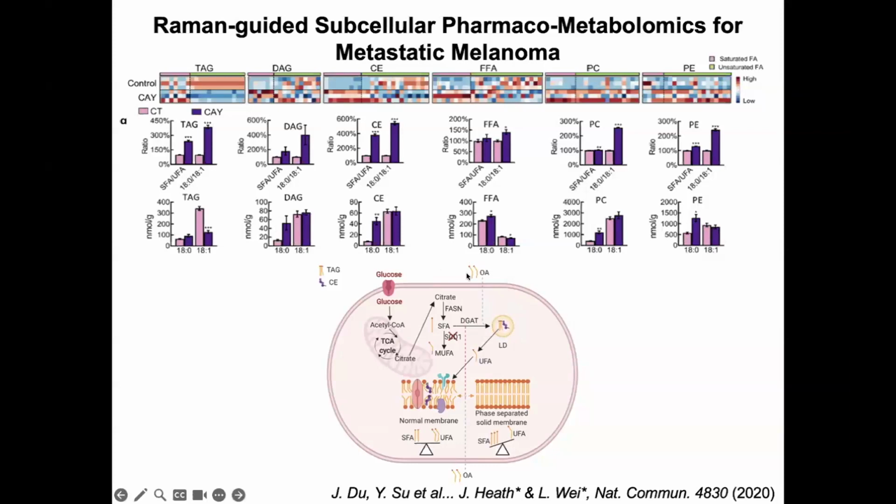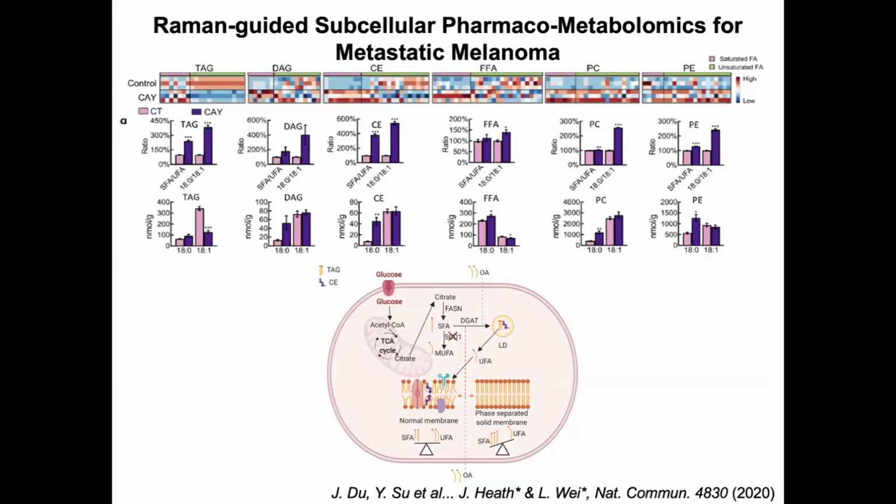And when we start to inhibit their monounsaturation, it's going to induce an imbalance of saturated fatty acid and unsaturated fatty acid. And they're going to release unsaturated fatty acid to compensate for that imbalance. That's why we see this decrease here. Once it becomes too terminal, the saturation becomes dominant. They form this saturated solid membrane, phase-separated solid membrane structures. That's what we saw as the very bright spots in our subcellular Raman measurement.